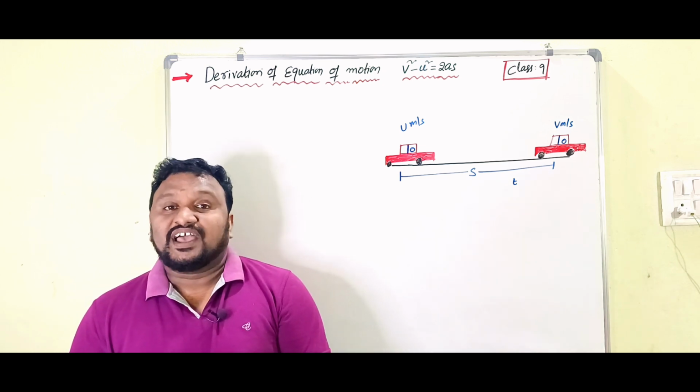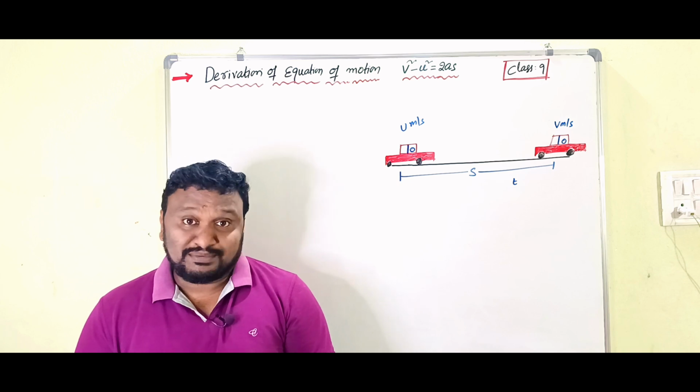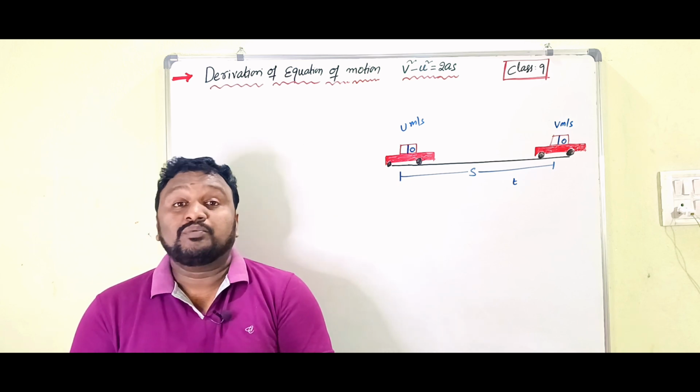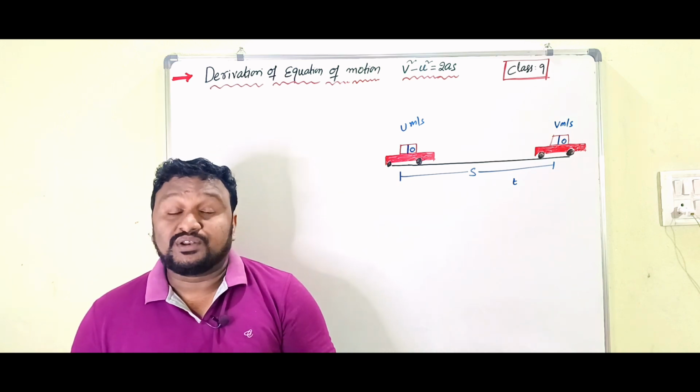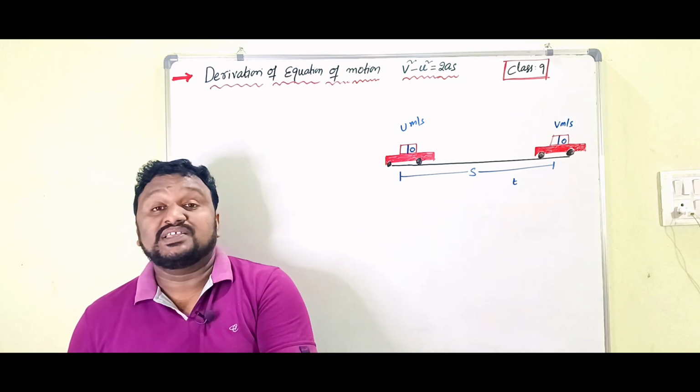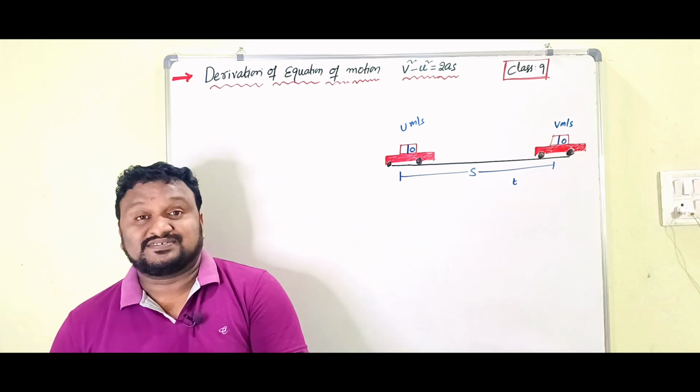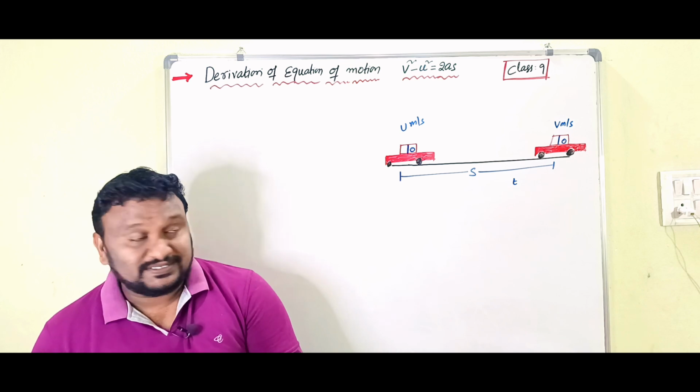Dear friends, in this video we are going to discuss the derivation of the third equation of motion, v square minus u square is equal to 2as. So let's go for that.